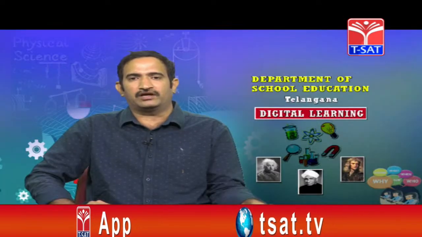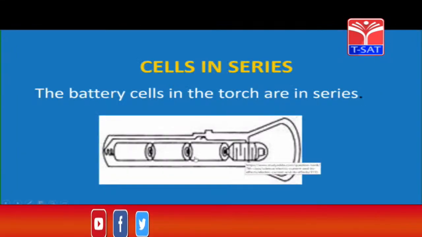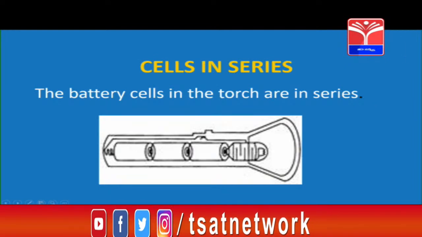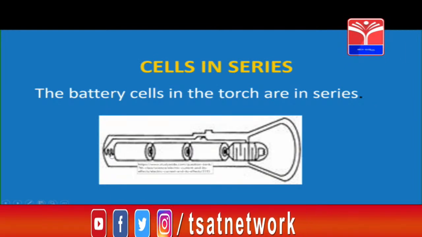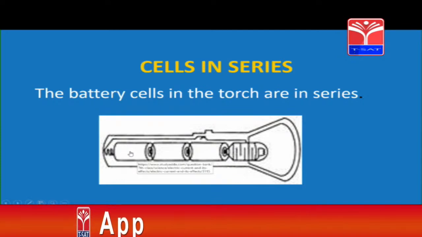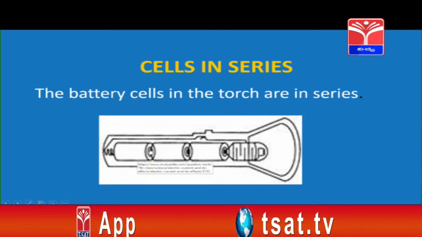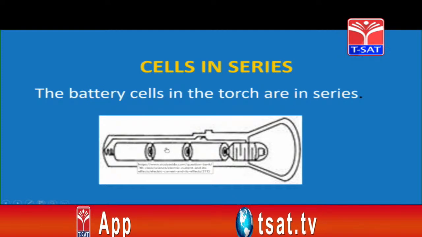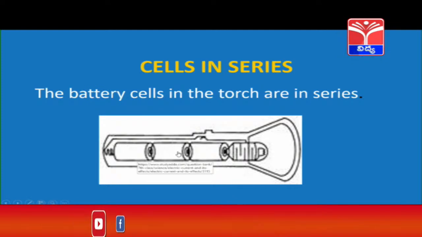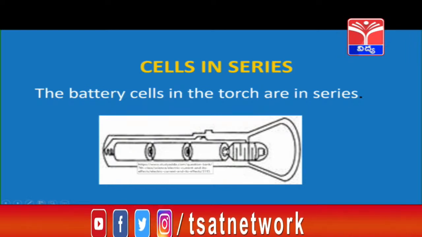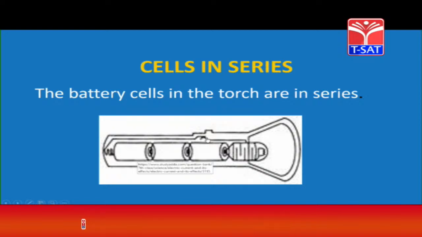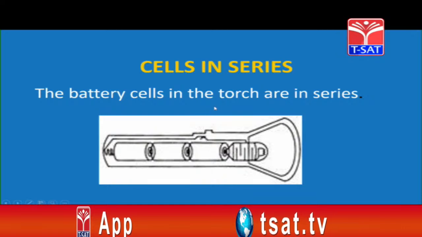The battery cells in the torch light are in series. Now let us see. Here there are 3 cells in the torch. First, the negative terminal of the first cell is connected to the positive terminal of the other cell. Then the negative terminal of the second cell is connected with the positive terminal of the third cell. It is connected to the bulb. There is a switch. Whenever we switch on, the bulb glows. In a torchlight, the arrangement of cells is in series.